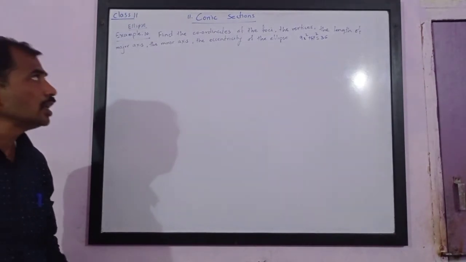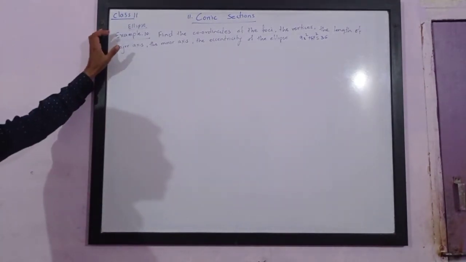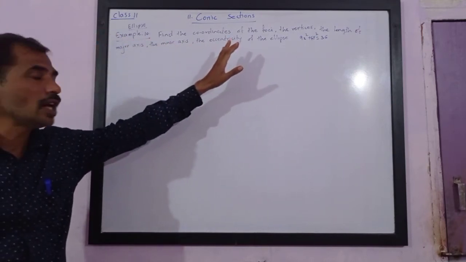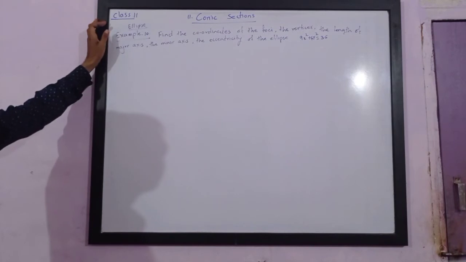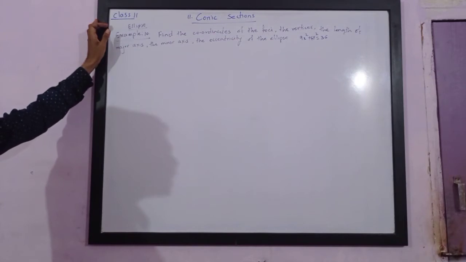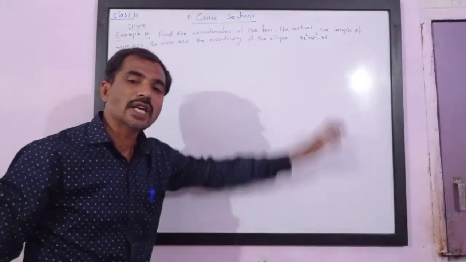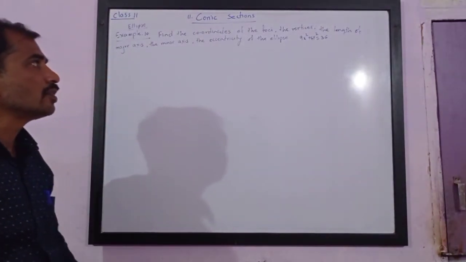Dear friends, we have the next equation. We are trying to understand the ellipse with the help of certain examples. We have example number 10. Find the coordinates of the foci, the vertices, the length of the major axis, minor axis, and eccentricity of the ellipse. The equation of the ellipse is given to us as 9x square plus 4y square is equal to 36.